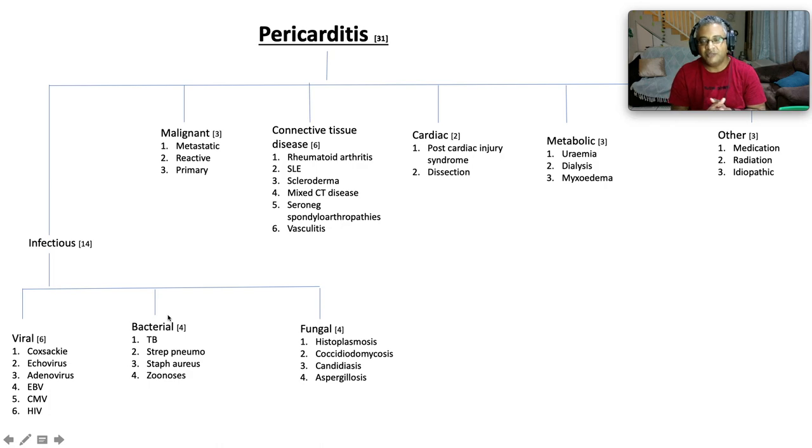Okay, guys, we've covered this before, but let's just quickly run through this. Pericarditis has numerous underlying etiologies, and we can categorize them into different categories: infectious, malignant, connective tissue diseases, cardiac, metabolic, and others. So under infectious, we have viral, bacterial, fungal, of which the most common, guys, is tuberculosis worldwide. Malignancy can be metastatic, reactive, or primary. Then we have the family of connective tissue issues, the likes of rheumatoid arthritis, lupus, scleroderma, and so forth. Then we have the cardiac group, the metabolic group, and others.